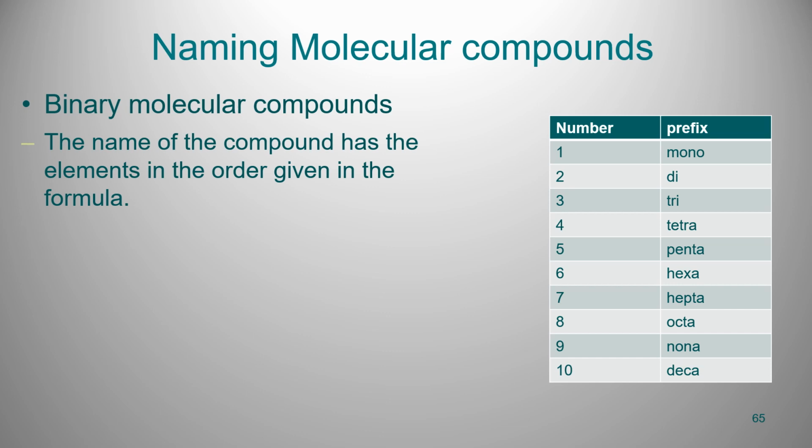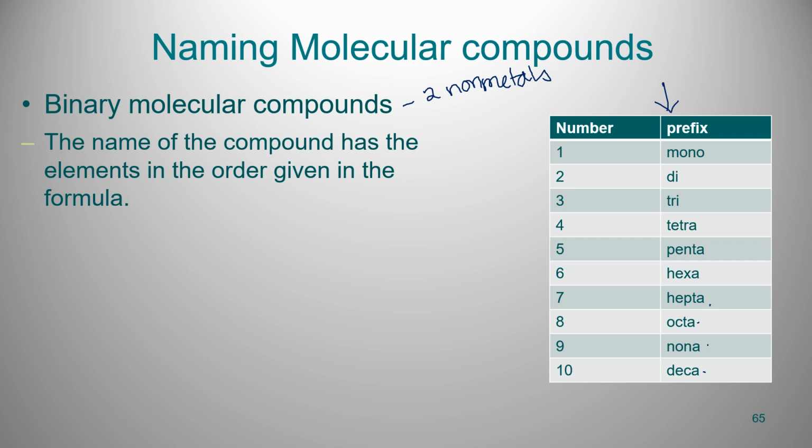Here are the prefix numbers, and they're terms that you've probably heard before. So 1 is mono, 2 is di, 3 is tri, tetra, penta, hexa, hepta, octa, nona, deca. Those are the Greek prefixes. So if we have a binary molecular compound, how do you know if it's molecular? It's because it's 2 nonmetals. Remember, if there's more than 2 elements, it has to be ionic because there has to be a polyatomic, because we're not learning any of the naming system for molecular compounds with more than 2. So just keep that in mind.